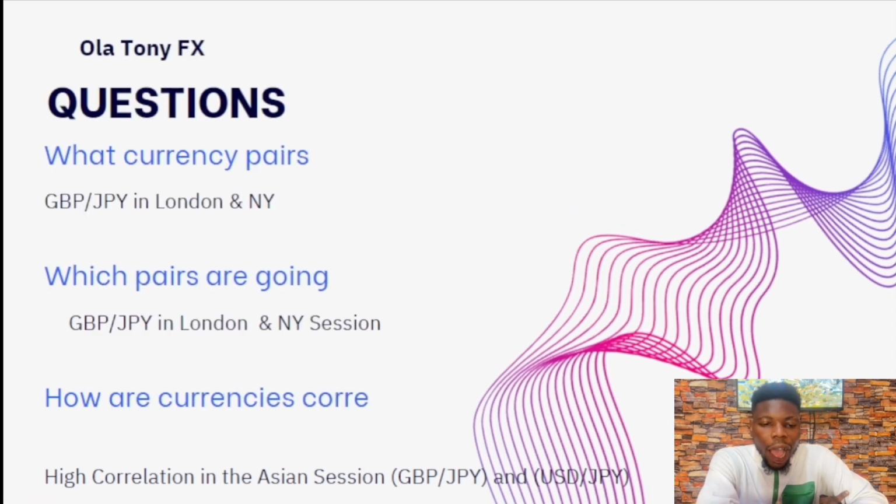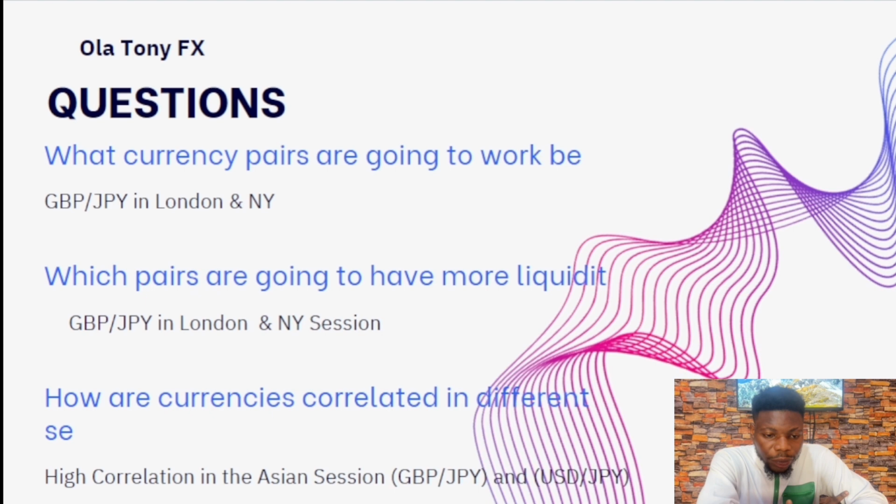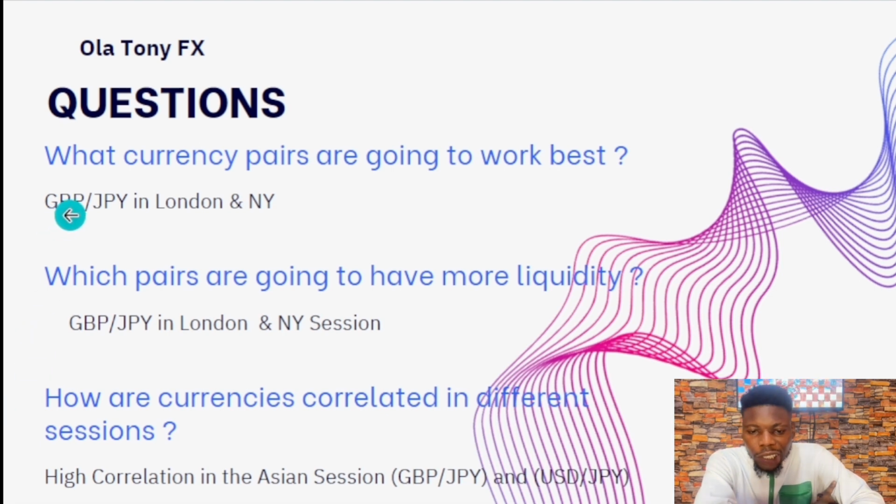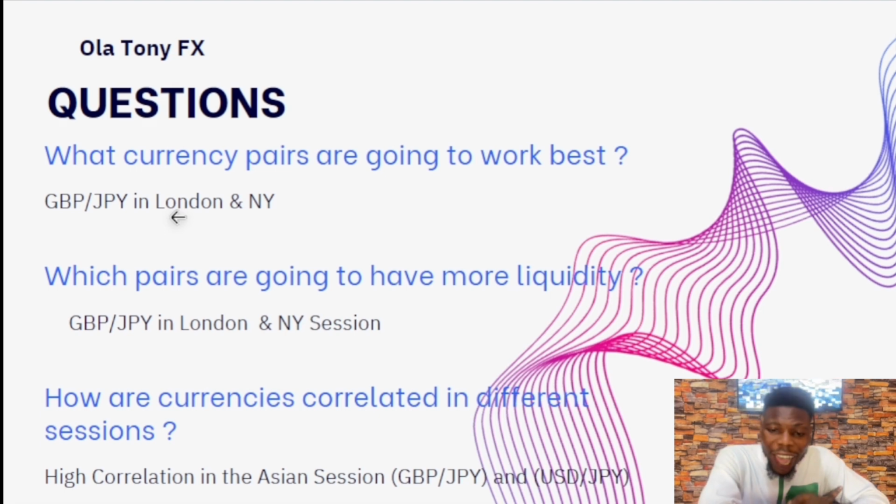What currency pair is going to work best? The pair will work best when we have liquidity in one direction in the session. For example, GBP and JPY in the London or New York session. The reason is this: in the London session, GBP is active, but JPY will be weak because JPY is only active in the Asian session. Hope you guys can understand this. This thing is very simple.